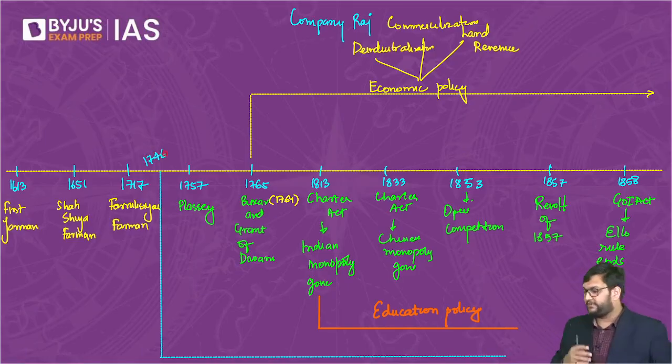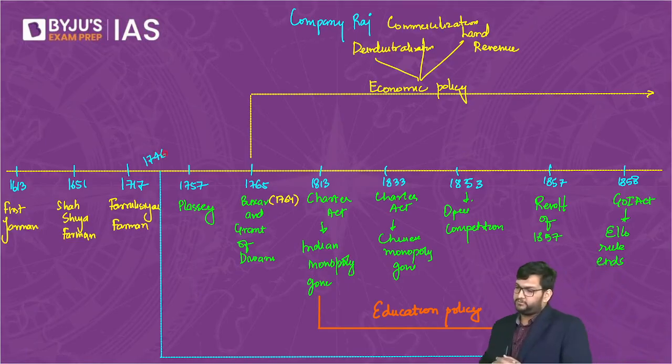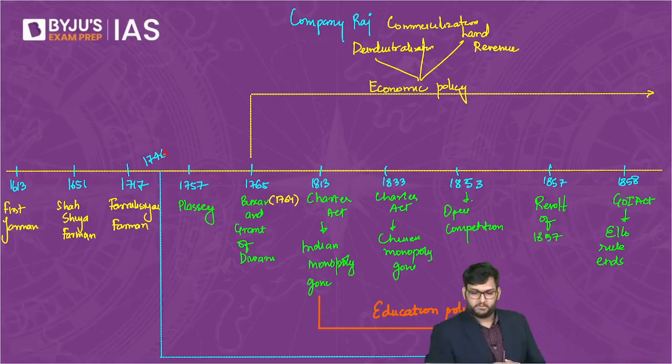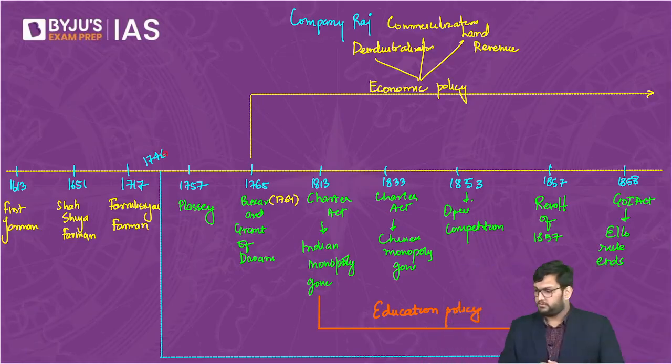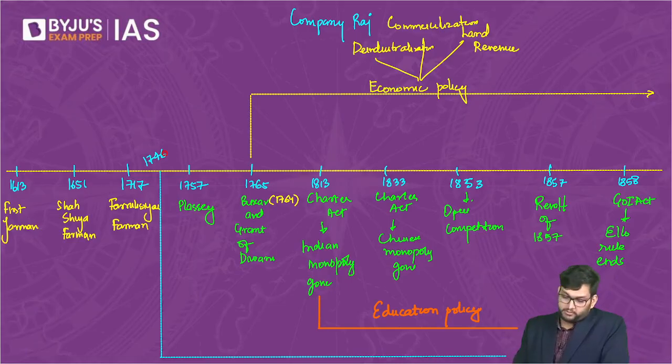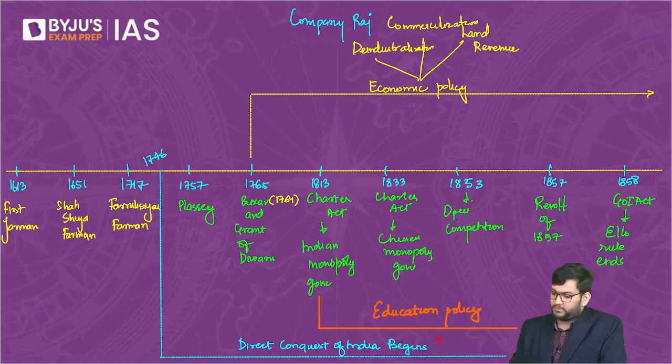If I put in 1746 in that, what am I trying to represent? Very good, Sachin. Great. So I'm technically trying to represent the First Carnatic War. So direct conquest of India begins, whilst they also pursued an indirect policy.